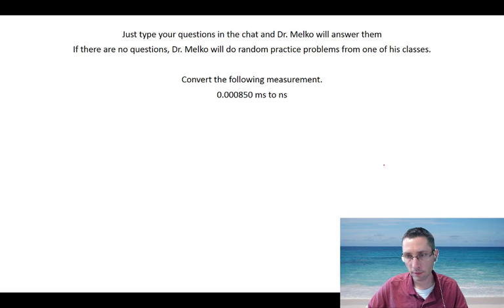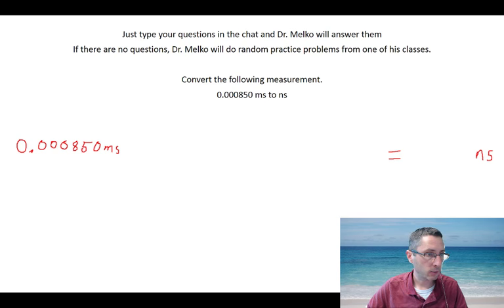Step 1, over here on the right, I'm going to write the unit I'm trying to get to, nanoseconds, that's ns. On the left, what's given? 0.000850 milliseconds. Okay, and now I have to fill in the middle with some set of parentheses here.